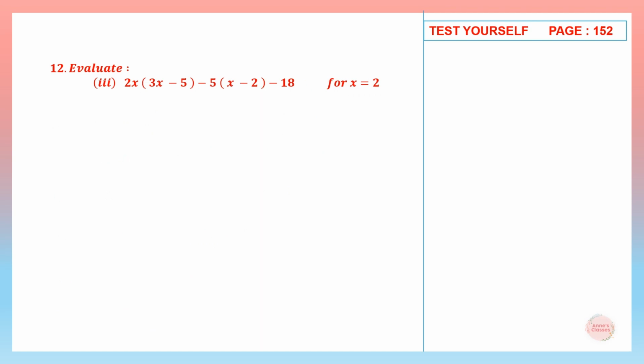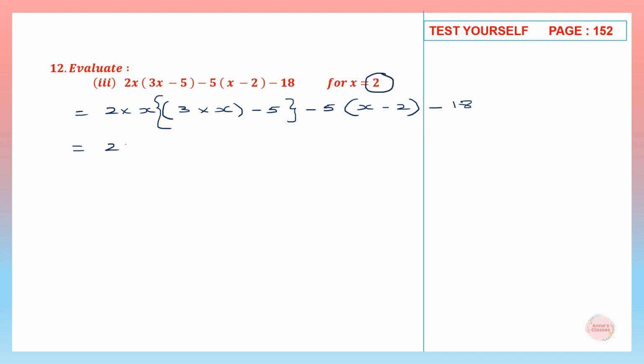Third question, in the 12th one itself, here we are going to substitute x with 2. So first let's expand what we can. Here let me expand. 2x means 2 into x. And here we have 3x, which means 3 into x. So this, let's put this within brackets. 3 into x minus 5 is within the first bracket. Then we have minus 5 into x minus 2. So do carefully so that you don't leave out anything. Minus 18. So now wherever we have x, we are going to put 2 because it's given to us.